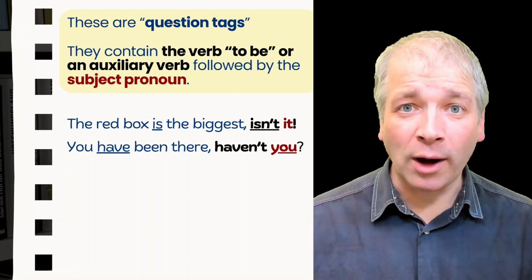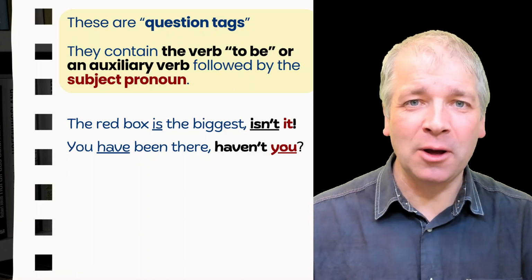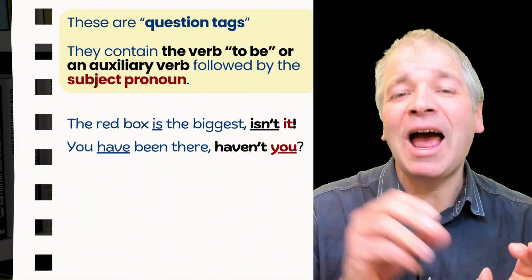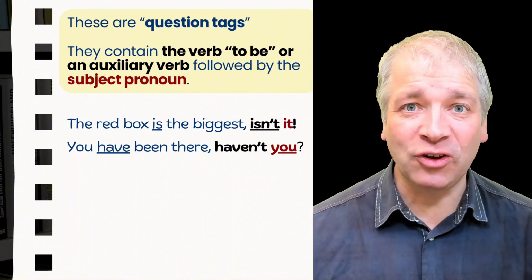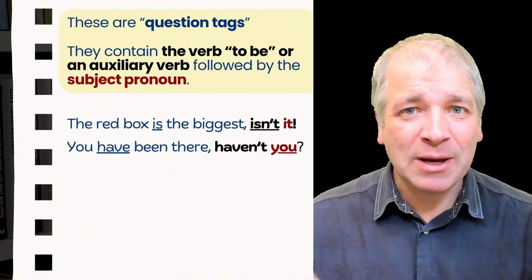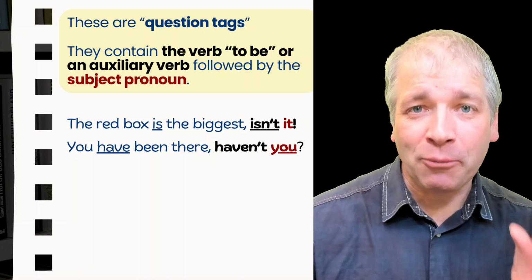In the second one, have is an auxiliary verb. We have it in the main statement and then we have it again in the question tag. You is the same in the question tag as the subject pronoun.